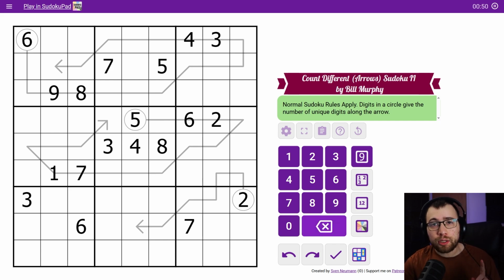In this video, I will be trying to solve this Sudoku puzzle called Count Different Arrows, Sudoku 11 by Bill Murphy. This is a part of the Genuinely Approachable Sudoku series, also known as the GAS series. You can find that over on gmpuzzles.com.